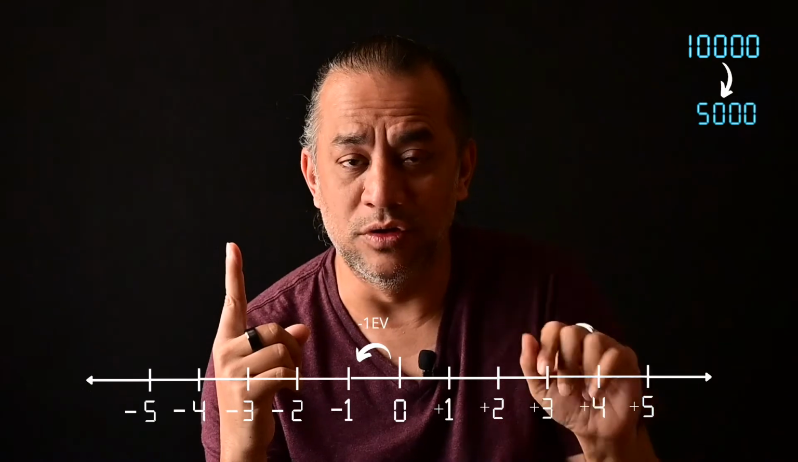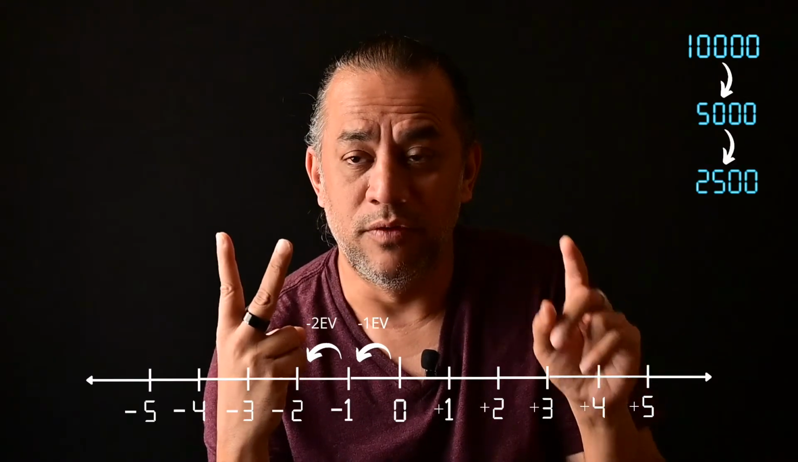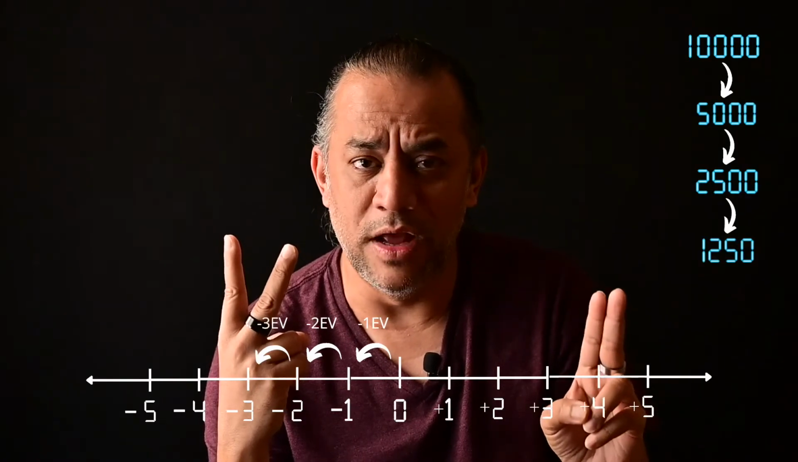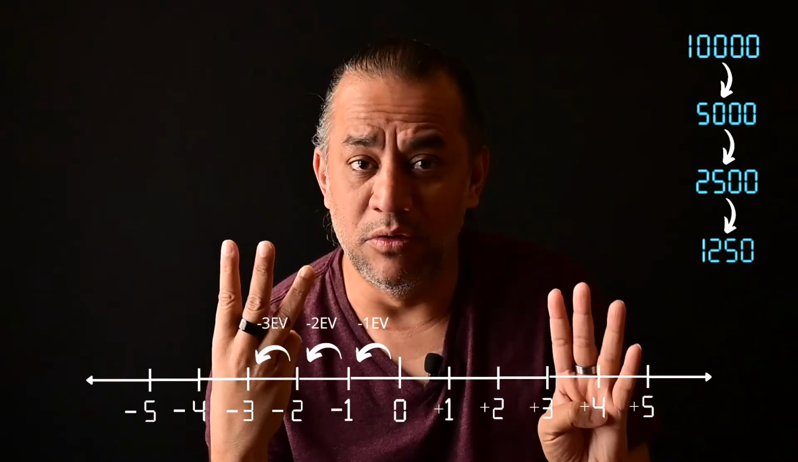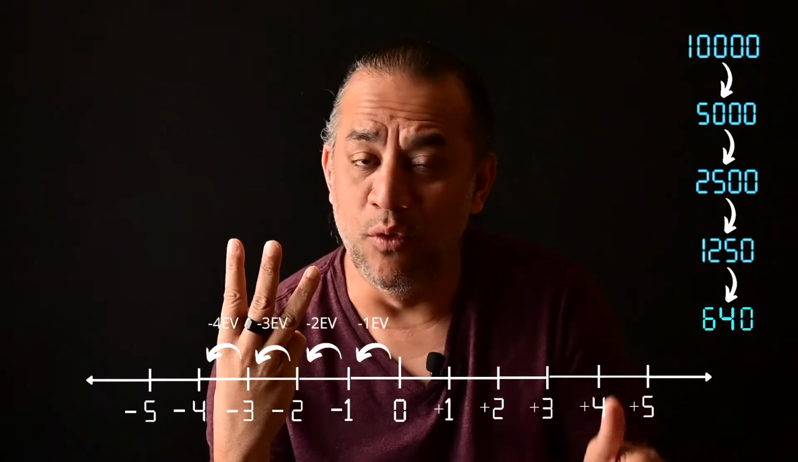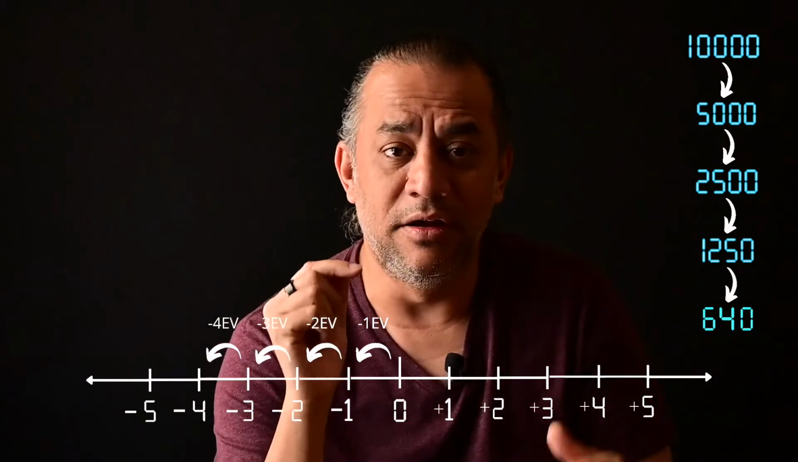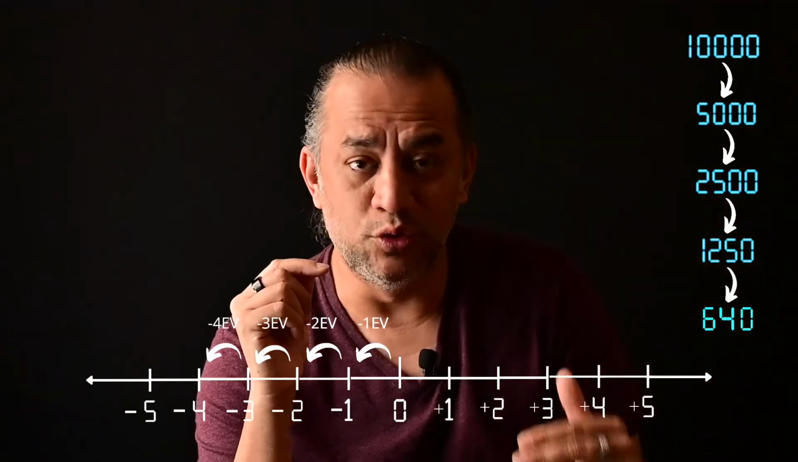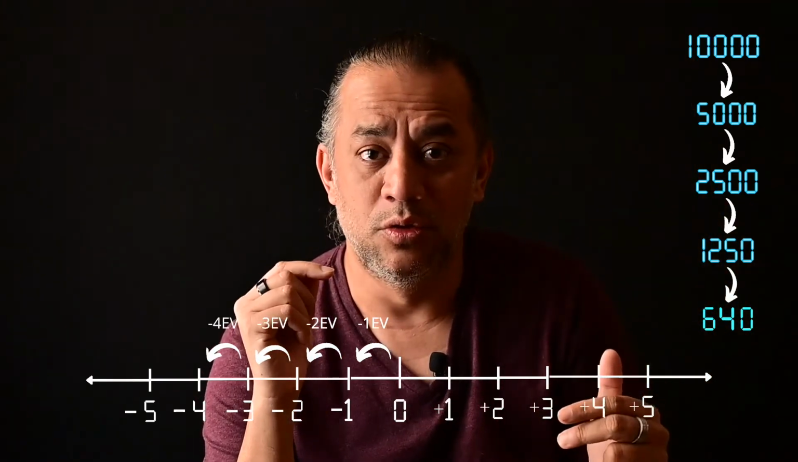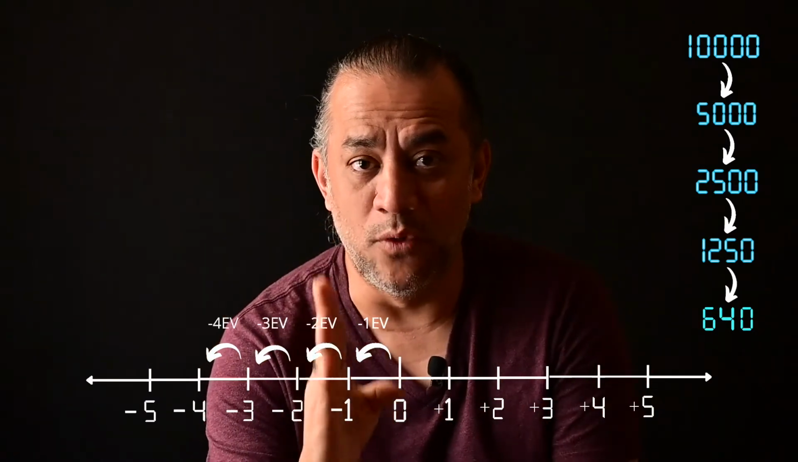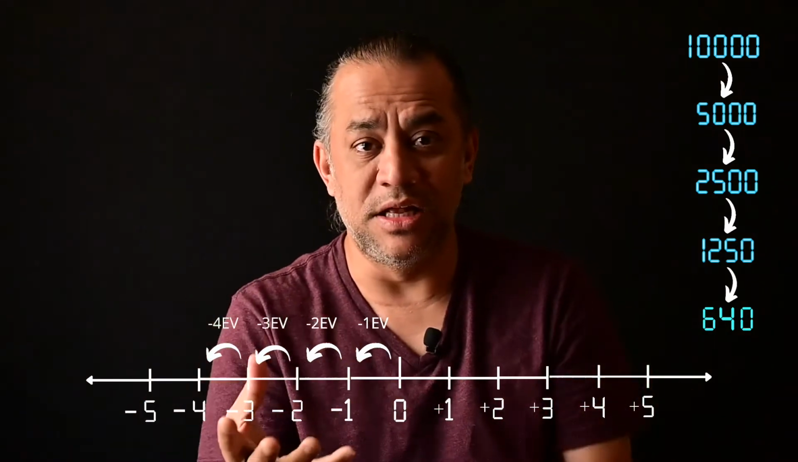So from 10,000 you go half, that's 5,000, 1 EV. From 5,000 to 2,500, that's 2 EV. From 2,500 to 1,250 ISO, that's 3 EV. Then you go to 640 ISO, that's 4 EV. So it means that instead of 10,000 ISO, if you are shooting at 640 ISO without changing the aperture or the shutter speed, you can still lock the focus, because the camera system tells you that.